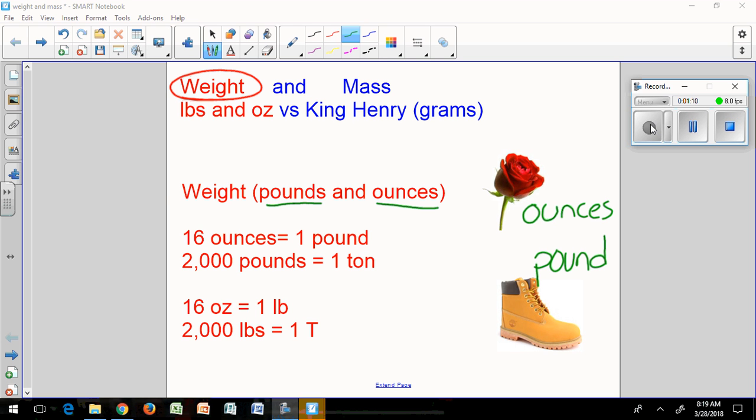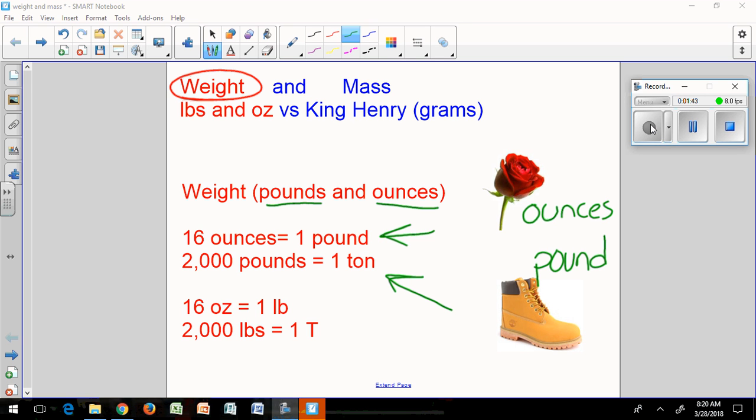And then we have pounds, and something like a stool, or your desk, or yourself, or a boot might be weighed in pounds. Here you can see that 16 ounces equals 1 pound. But then to get to our next unit of weight, we have a huge jump. 2,000 pounds equals 1 ton.